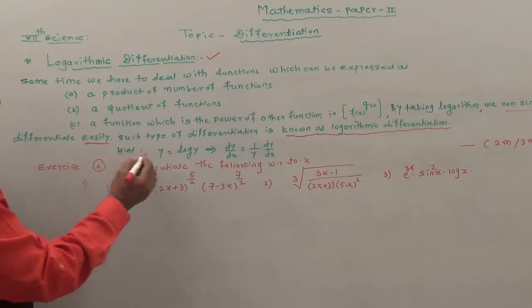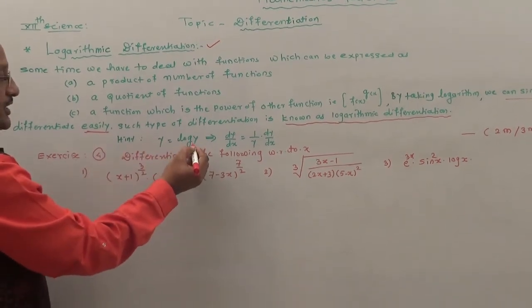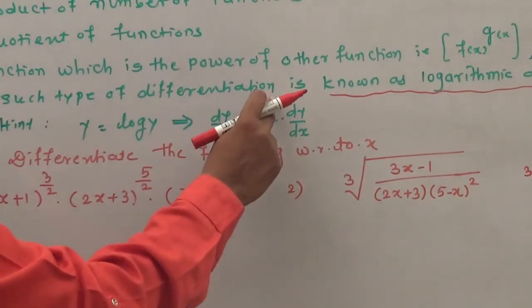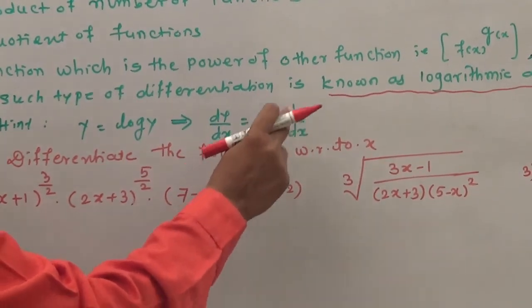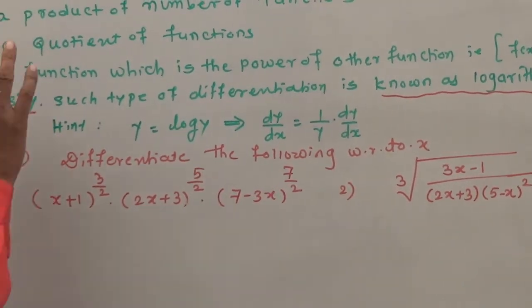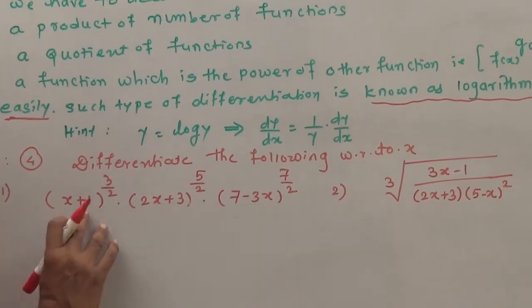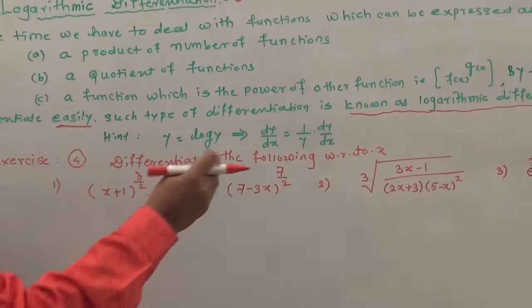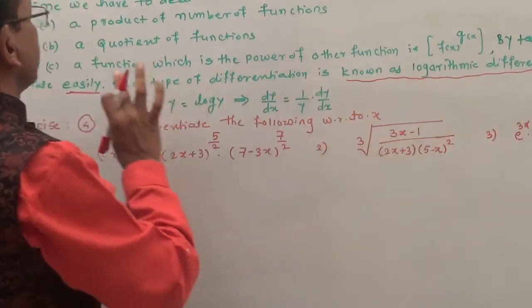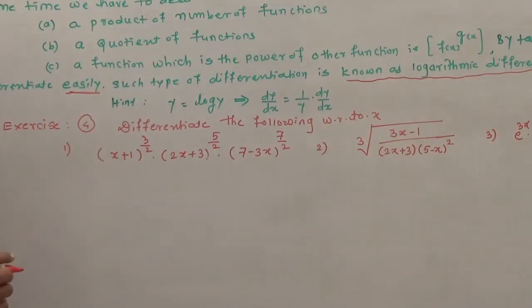As a hint, y is equal to log of y implies that dy by dx is equal to 1 upon y into the derivative of y, which is dy by dx, meaning we apply the chain rule. If a product of functions, a quotient of functions, or a function raised to the power of a function is given, then it is easy to find the derivative.